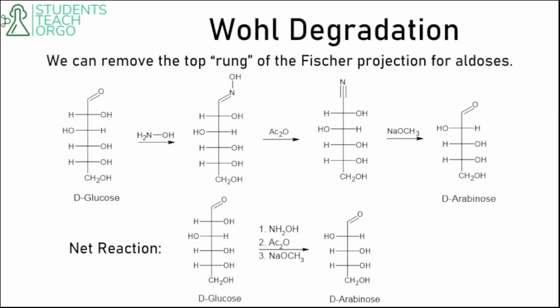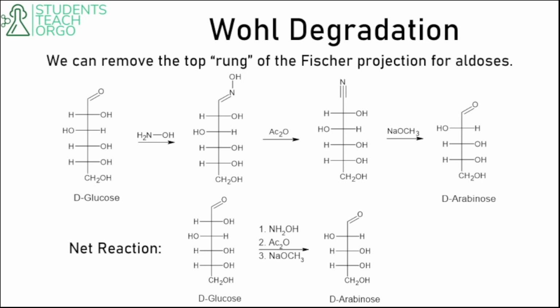So we could do what's called the Wohl degradation. It's another reaction that we can do. So we can basically remove the top rung of the Fischer projection for aldoses. So before we even start this reaction, what we're going to do is we're going to take this rung, let's say it's a ladder, right? That's what we call a rung. And we pretty much remove it. So now this is the top rung. We pretty much get rid of it. So how do we do this? Well, we're going to first create this beautiful oxime.